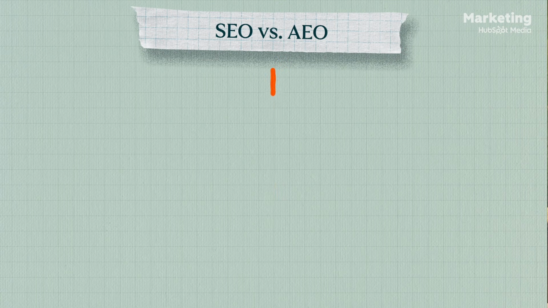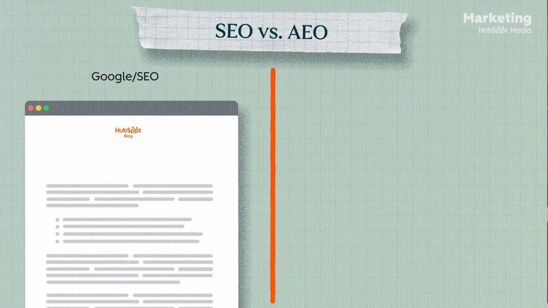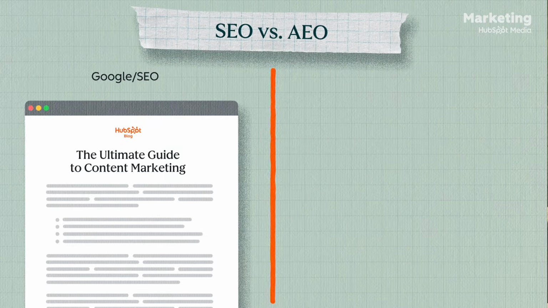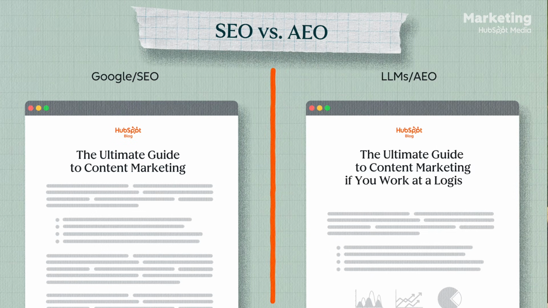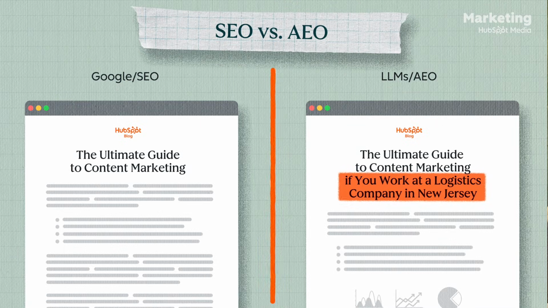specific and tailored than a traditional webpage. Sure. So in the old world, you'd be publishing the ultimate guide to content marketing. And in the AEO world, you are publishing the ultimate guide to content marketing if you work at a logistics company in New Jersey. Because answer engines surface highly relevant, contextualized, tailored information to every person who is using them. And so if you're publishing very generic, broad content, it's not going to get surfaced because it's not matching the specificity that the answer engines are looking for.